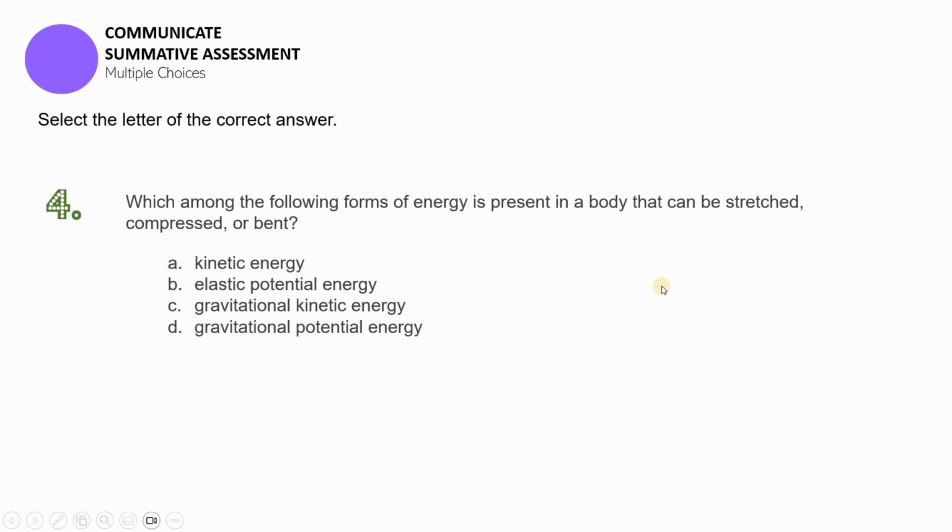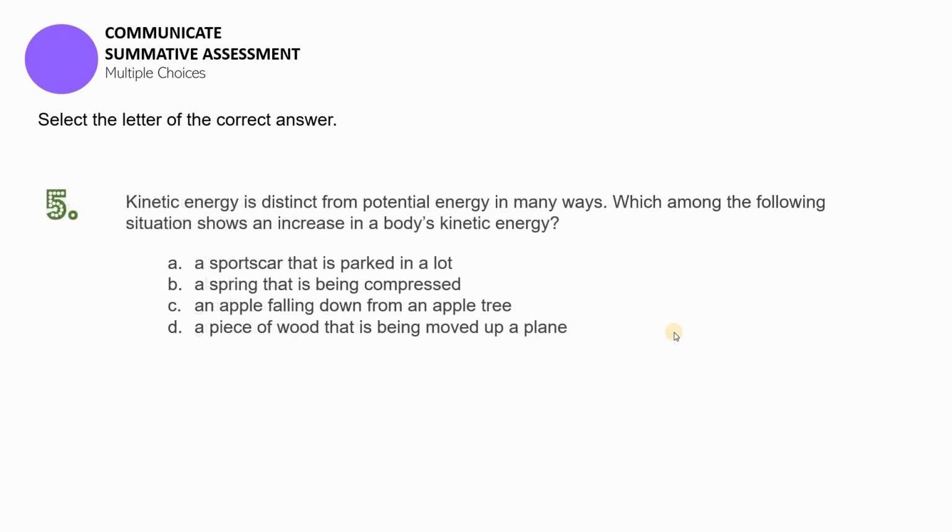Which among the following forms of energy is present in a body that can be stretched, compressed, or bent? A. Kinetic energy. B. Elastic potential energy. C. Gravitational kinetic energy. Or is it D. Gravitational potential energy? Pause this video if you need more time. If you are through, let us now proceed with question number 5, the last question for this summative assessment.